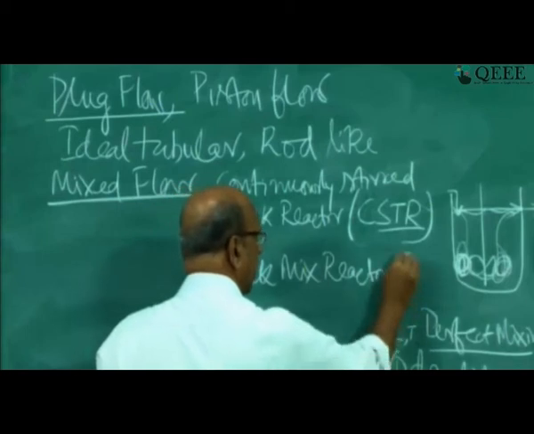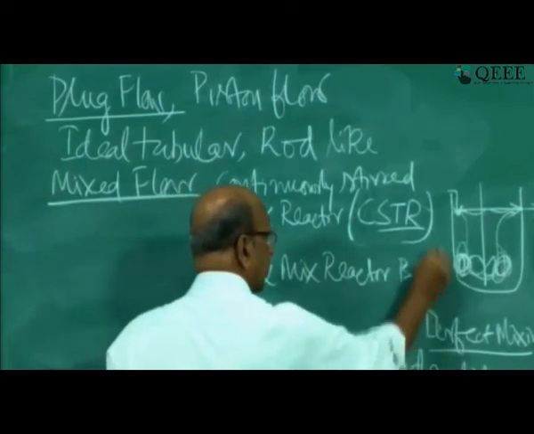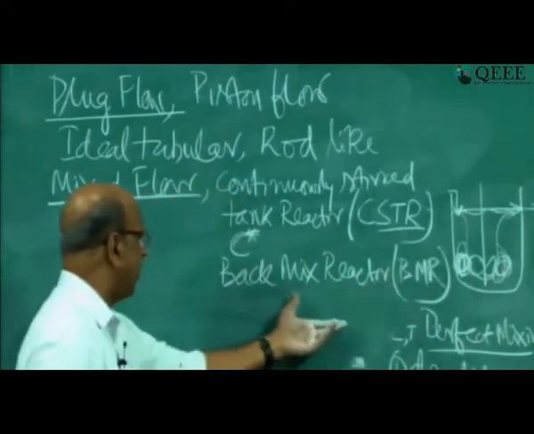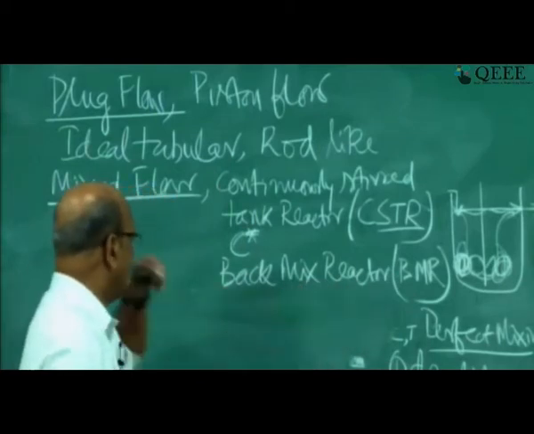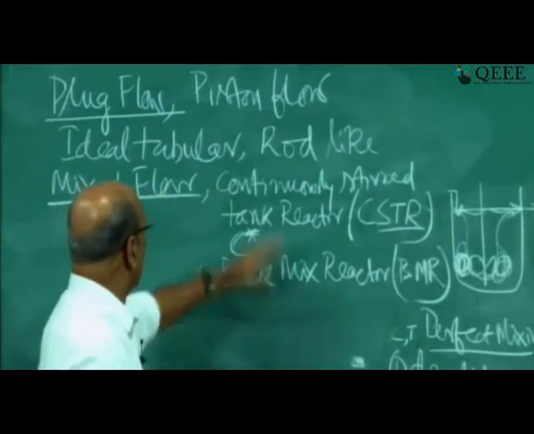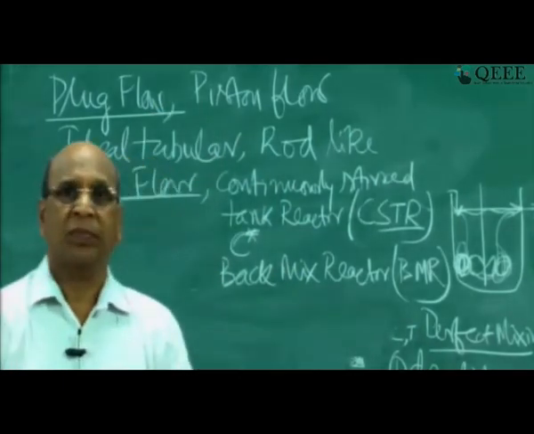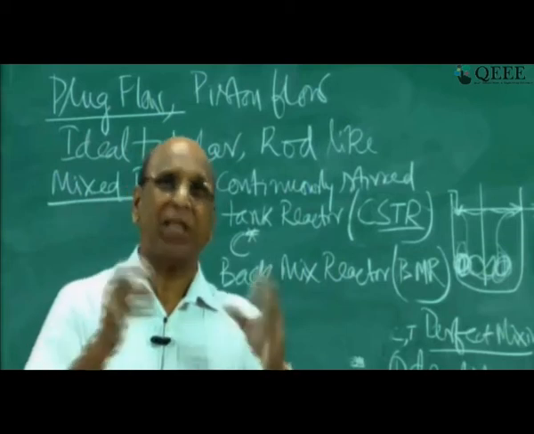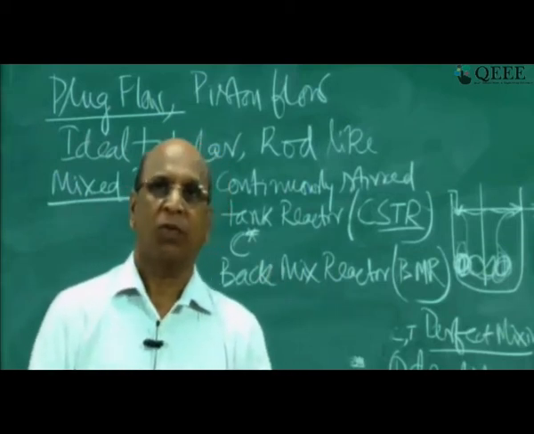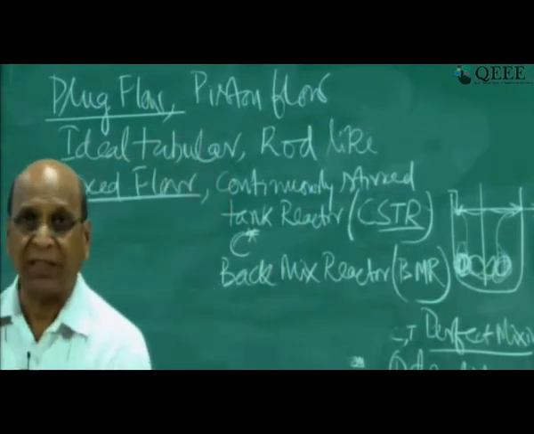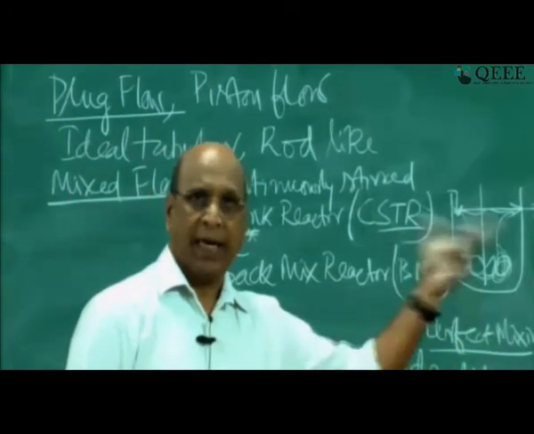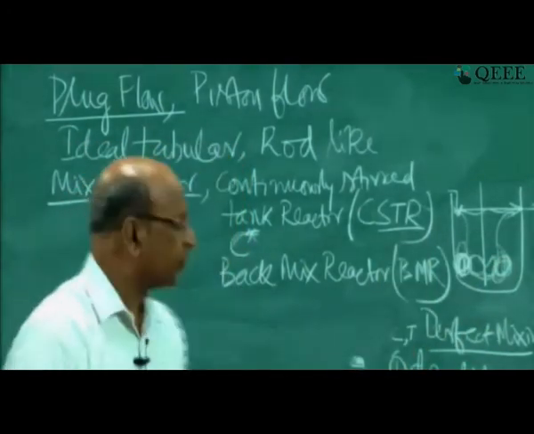And called BMR. This is one of the old names. I think nowadays people are not calling this; it's not fashionable. So that's why you have various names also for these ideal reactors. Good. So now we will derive the equations. We will derive the equations for the batch reactor first, and then plug flow and also mixed flow reactors.